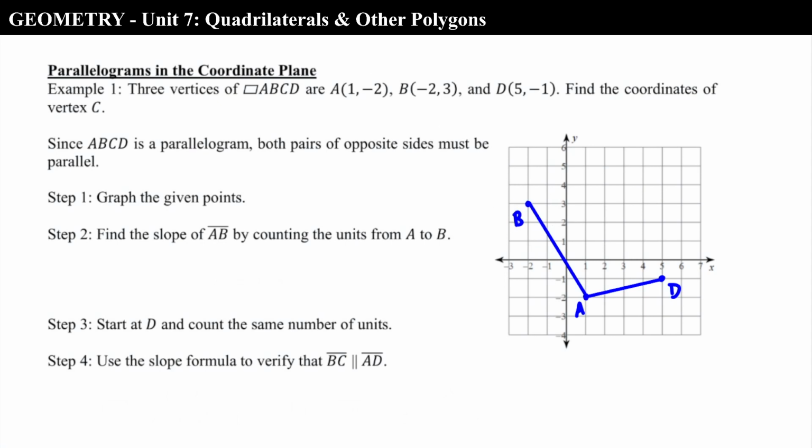So now that we have these marked, let's find the slope of AB. Well, we can do that just by counting because we have a graph. So rise 1, 2, 3, 4, 5 over run negative 1, 2, 3. So our slope is going to be negative 5/3.